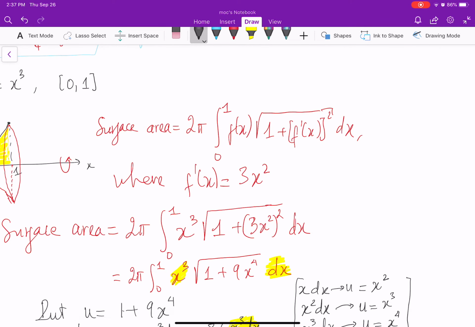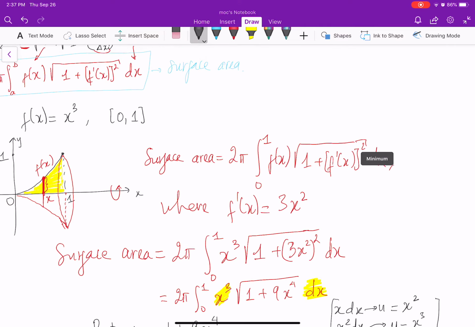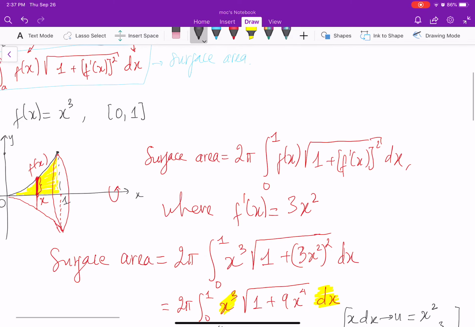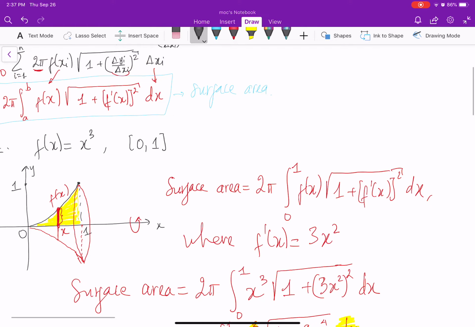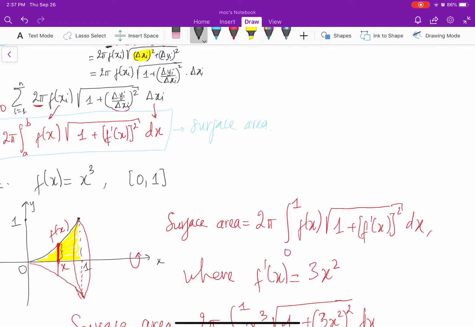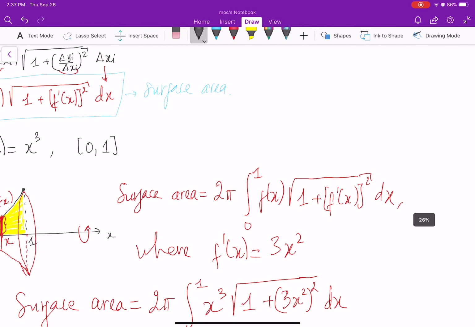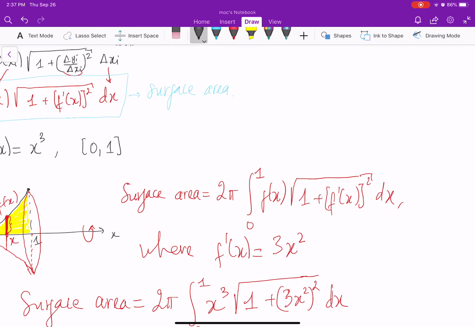Before we move to the next problem, I would like to mention one thing. At the beginning, I reminded you about the arc length formula, right? If you compare the arc length formula and the surface area formula, you see there is only a difference in here. This part is the same, right? But in the surface area formula, you have the radius. So don't forget about that.